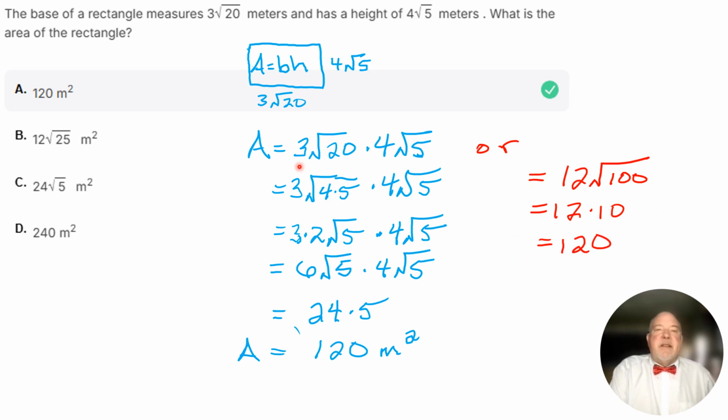I just did it this way and broke these down because a lot of times I find this actually saves you time because you're working with smaller numbers. Now, if you multiply them and it comes out to a perfect square, that's a whole different story. So there you go.